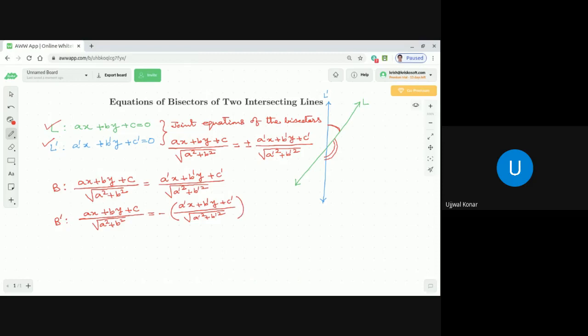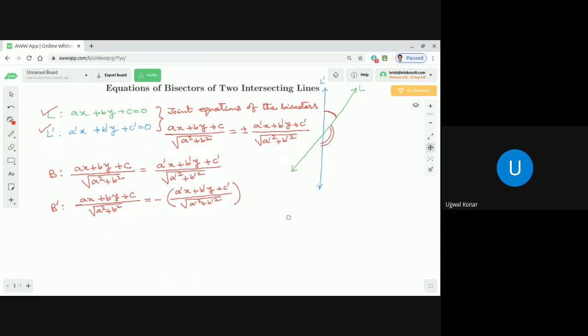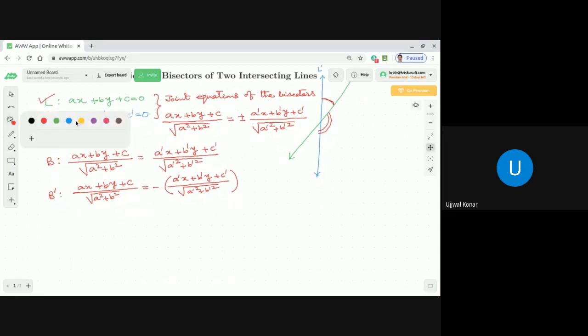We want to know which one is the acute angle bisector and which one is the obtuse angle bisector. And dear students, to know this, there are two methods. You can use any of these methods. I am going to discuss the methods one by one. The first method says something like this. Let me write out the first method.